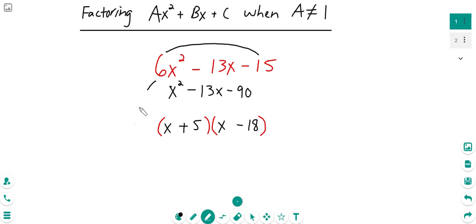Last step, we take this 6 here, and we're going to put it underneath and underneath. So I make a fraction over 6 over 6. Now I have to simplify these fractions, and then I can write my final answer.